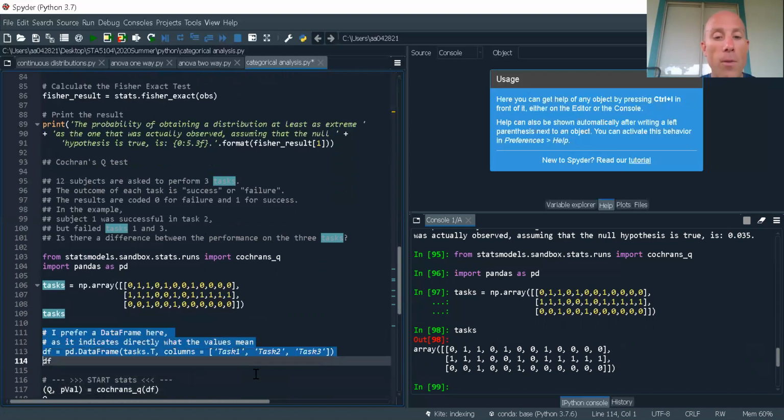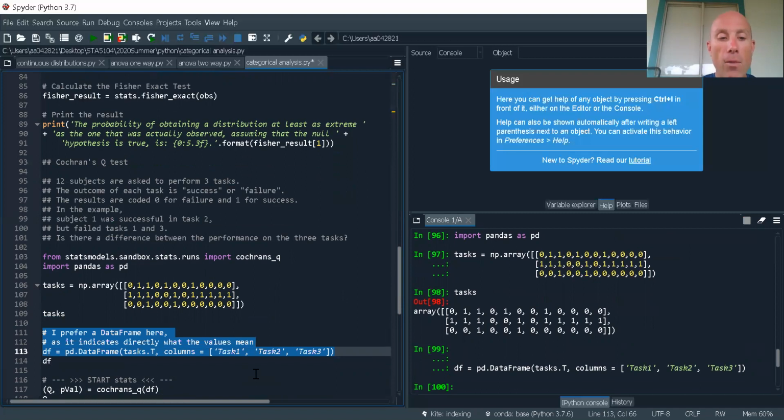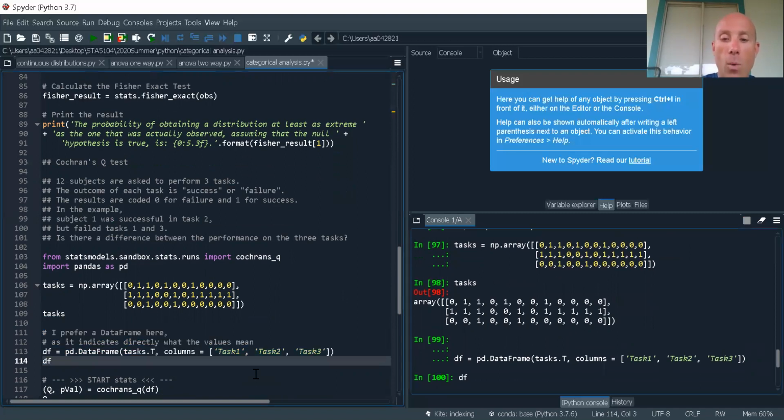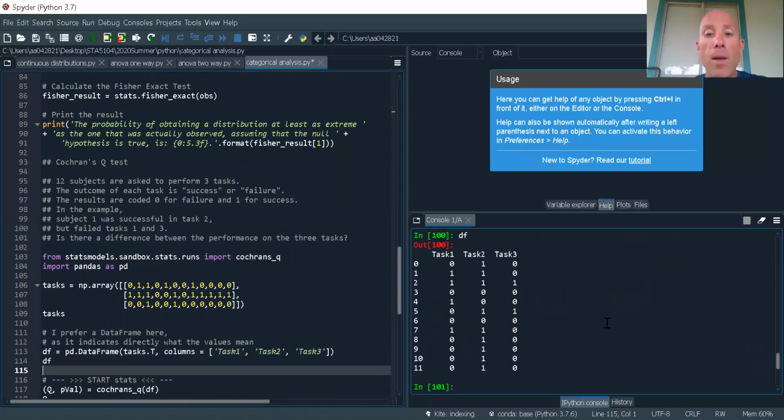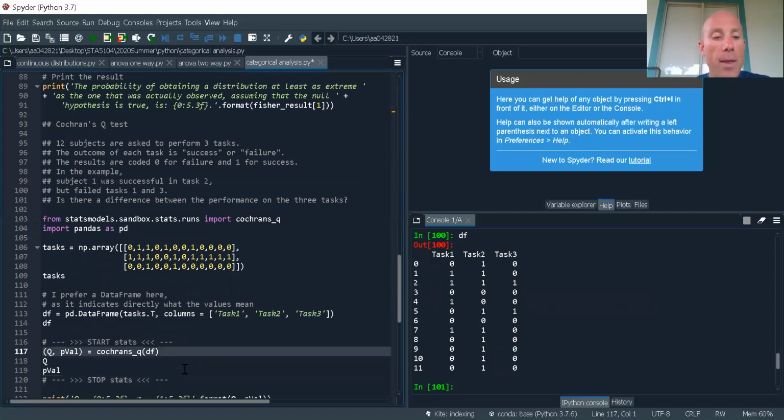Now, the author of the textbook prefers to have it in the form of a data frame, and I can totally see why, because it makes more sense to say that we've got task 1, 2, and 3. I would have labeled these as subject 1, subject 2, and so on, but whatever. All right, so now let's drop our data frame into Cochran's Q.